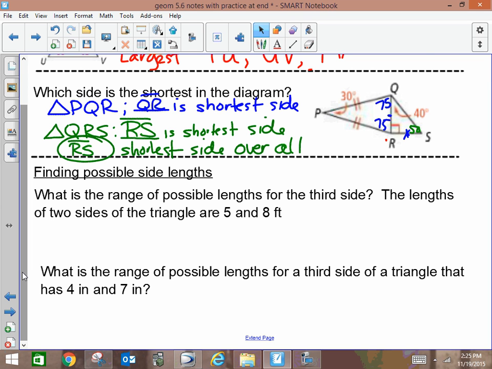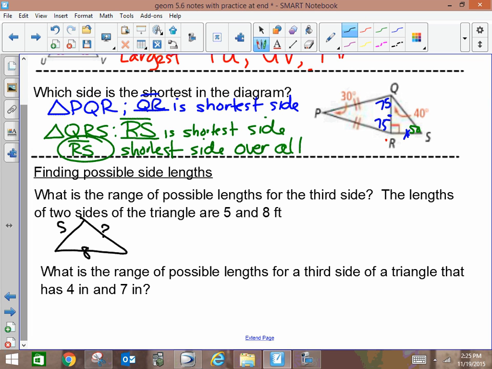Okay, so let's figure this out. 5 and 8. We're looking for this side. Let's call it x. Okay. What do we know about 5 plus 8 and x? 5 plus 8 is greater. Good job, Cindy. Okay. What do you know about x plus 8?